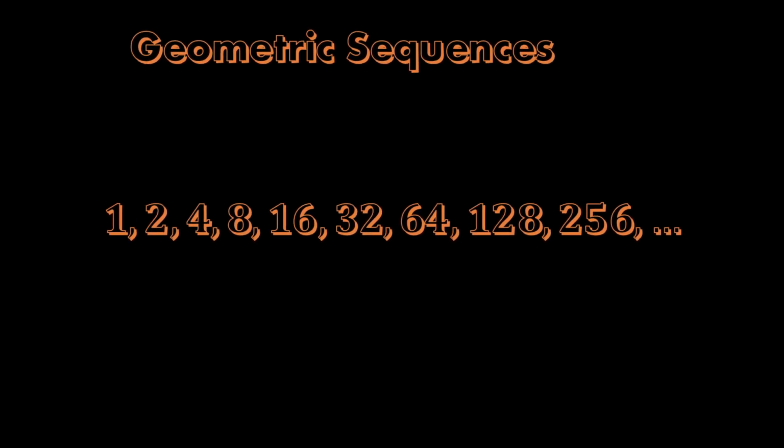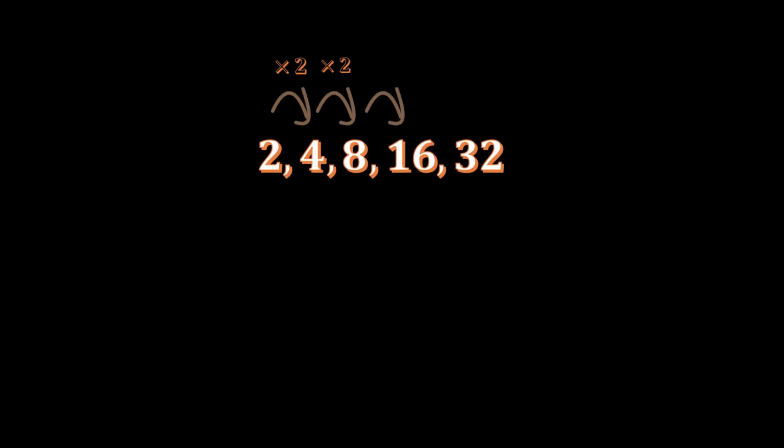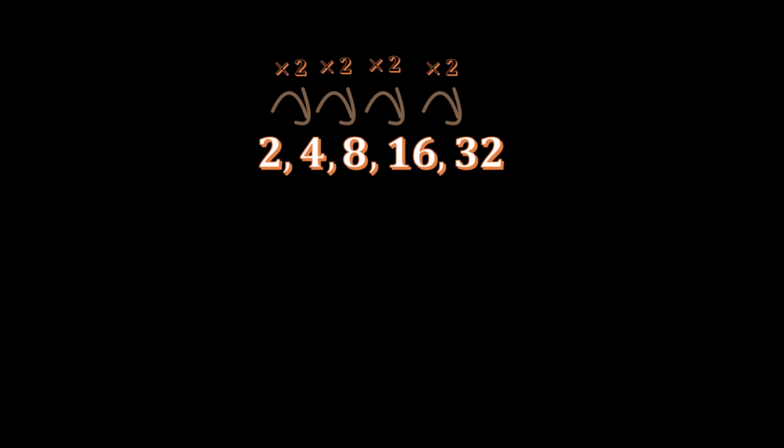Let's take a look at an example. Here we have the sequence 2, 4, 8, 16, 32. Can you spot the common ratio? Exactly. The common ratio here is 2. That means each term is obtained by multiplying the previous term by 2. And this property is what distinguishes geometric sequences from other types of sequences.